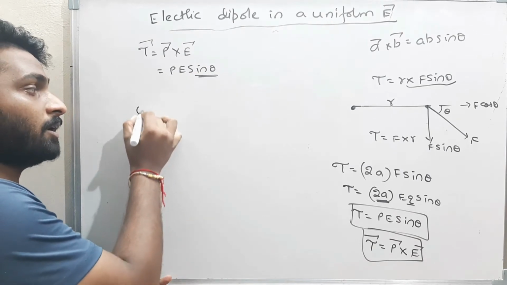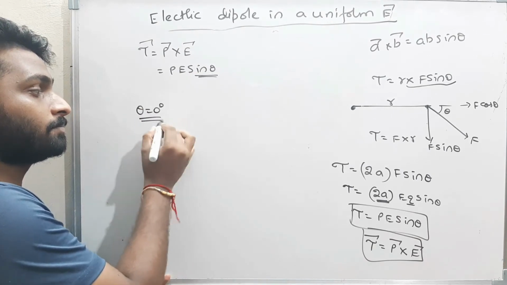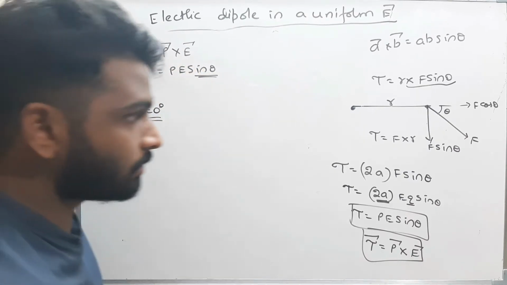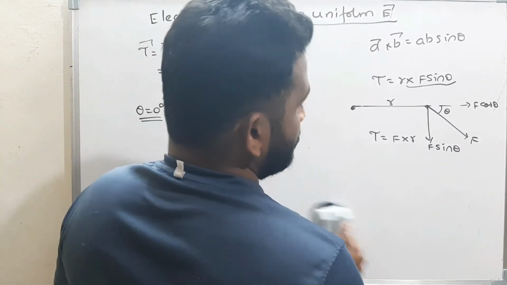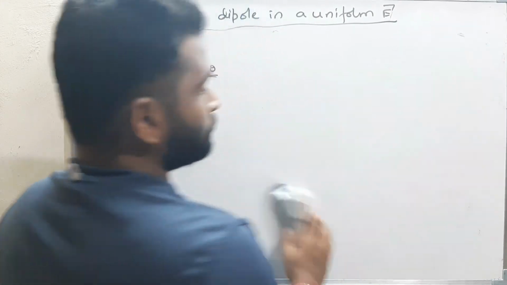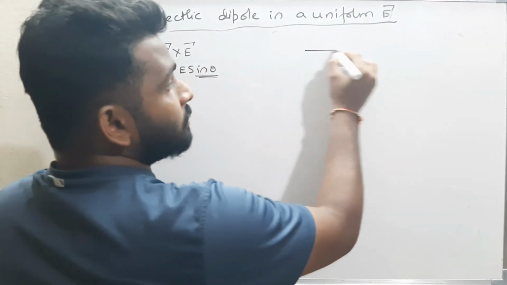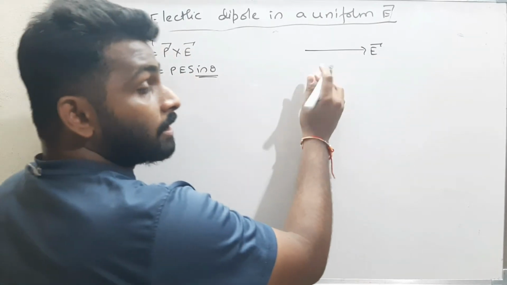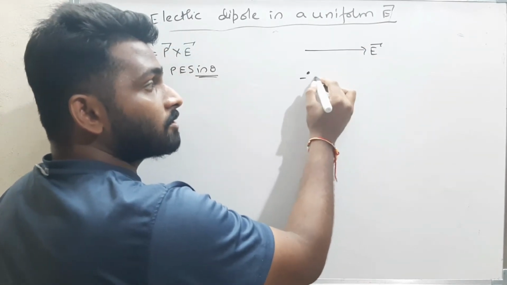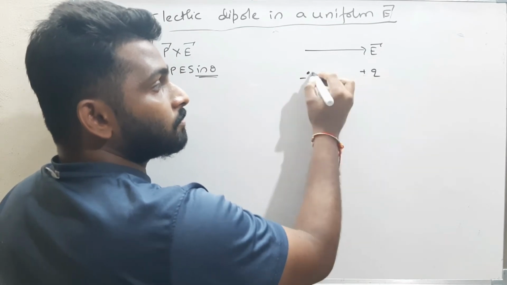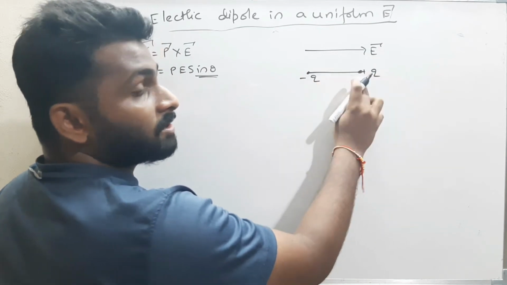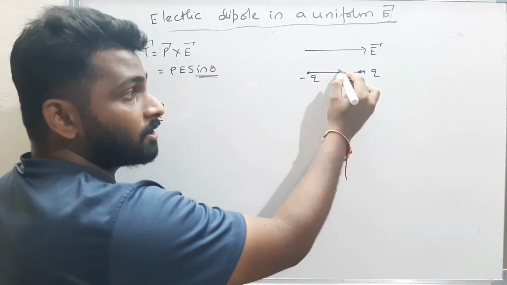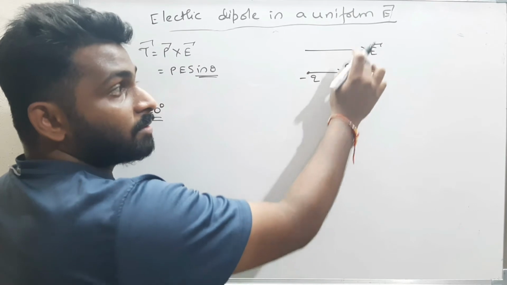Okay, by chance if theta is equal to 0 degrees, that means the angle between the dipole and the electric field is 0. Then, tell me, okay, this is the electric field direction. This is E bar. And the dipole is also in the same direction. That means this is minus q and this is plus q. The charges are arranged in this direction. What is the dipole direction? The dipole moment direction is from minus to plus. Therefore, this is the dipole moment direction. Both are in the same direction. Therefore, what is the angle?